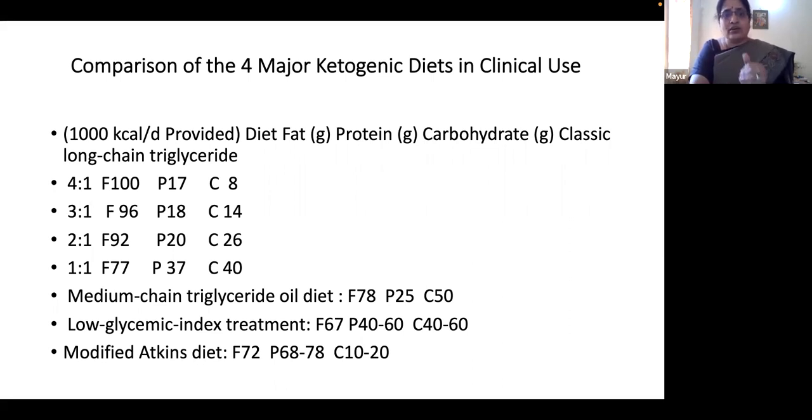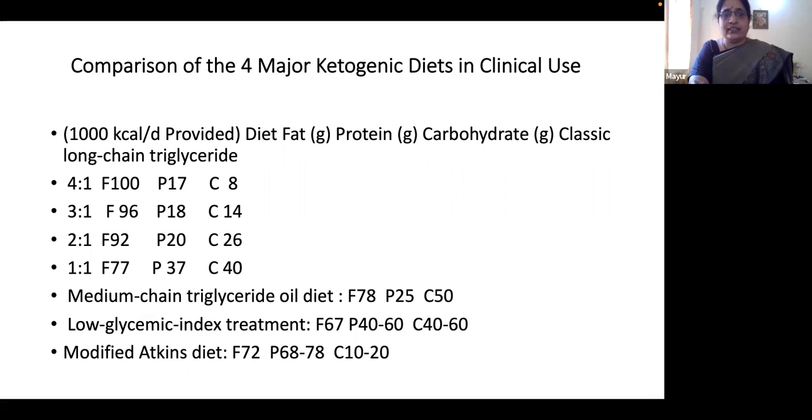So what you have observed in this slide is that it is always in a descending manner. When we start with 1:1, the carb will be more. When we increase it up to 4, carb will be very less, only 8 to 10 grams in a day. So that is under the classic KD.